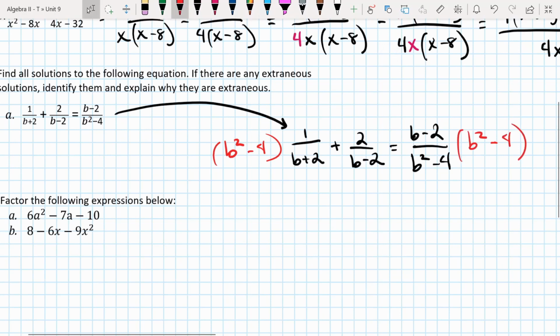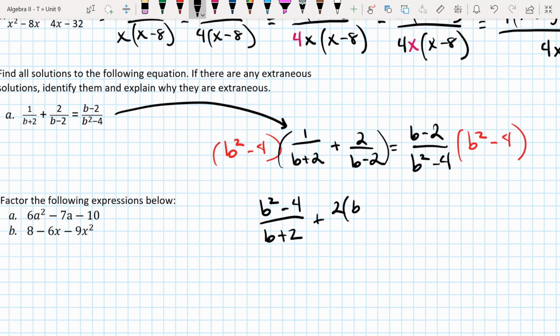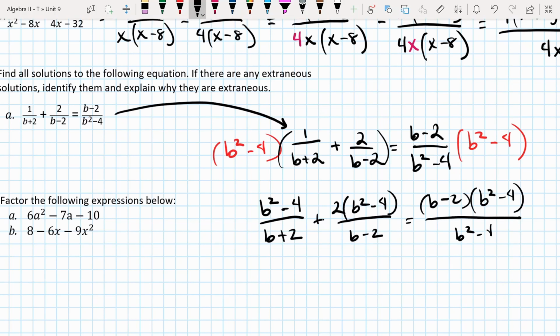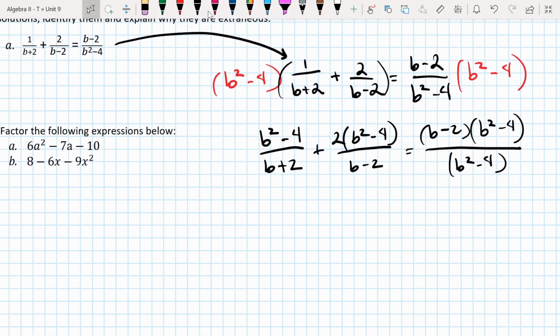Okay? So we're going to multiply the left-hand side by b squared minus 4 and the right-hand side by b squared minus 4. And what that would look like is b squared minus 4 over b plus 2 times b squared minus 4 over b minus 2 equals b minus 2 times b squared minus 4 over b squared minus 4. So it looks pretty messy, but this will simplify. The way it's going to simplify is the following. b squared minus 4 can be factored to b plus 2 times b minus 2. It's a difference of squares.